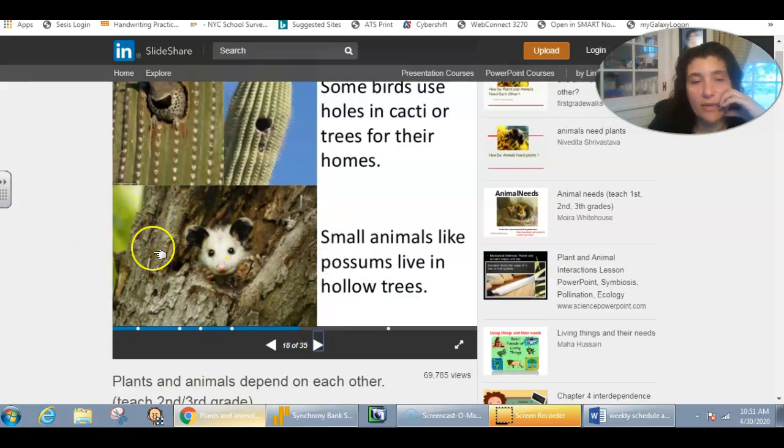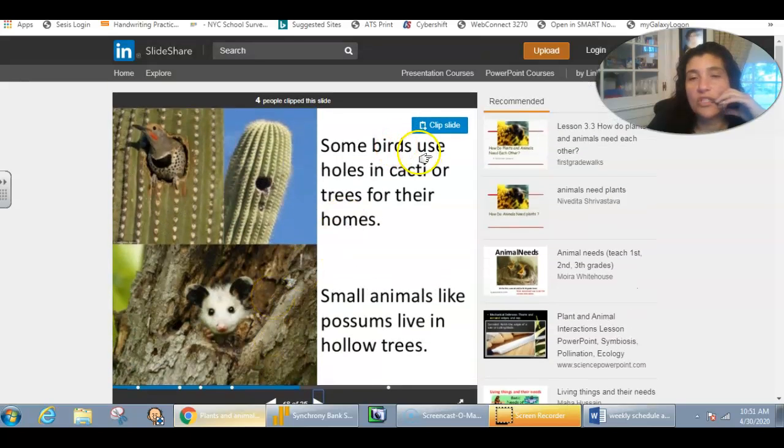Everybody knows Miss Josie does not like these animals. So some birds use the holes in the cacti right here for their home. So you see how the bird needs the plant to survive because it makes it its house. And just like the possum lives in a tree, he needs the tree to survive because that's where he lives. Okay, so that's just a few slides for today on how plants and animals need each other to survive.